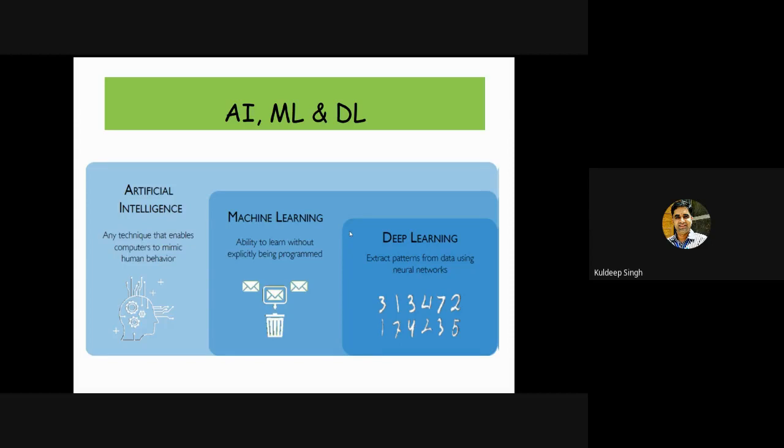The term artificial intelligence was coined somewhere in the 1950s or 60s, where the idea was to mimic human behavior, to enable computers so that they are able to do the tasks which a human can easily do. So that's why artificial intelligence is also defined as any technique that enables computers to mimic human behavior.